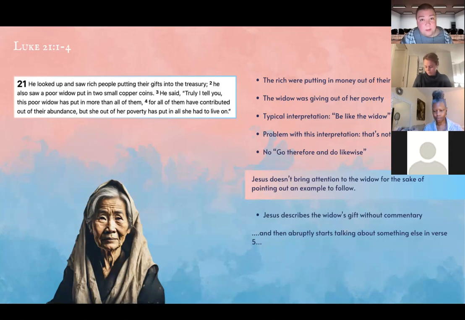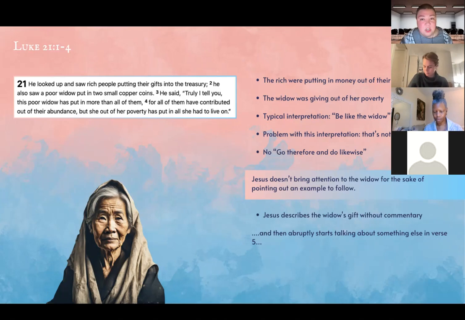But there's a bit of a problem with this interpretation. It is nowhere in the text at all. It doesn't say the widow gave all she had, you should go and do so as well. That's one of Jesus' favorite phrases, in fact. He seems to say a lot of "go therefore and do likewise," and he doesn't say that here. Jesus doesn't bring attention to the widow for the sake of pointing out an example for his disciples to follow. Jesus describes the widow's gift without commentary and then abruptly starts talking about something else in verse 5.